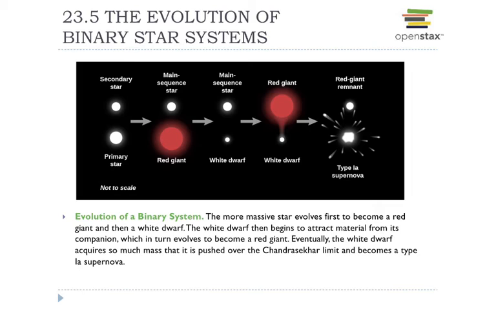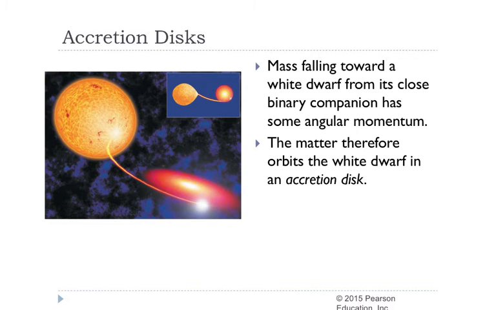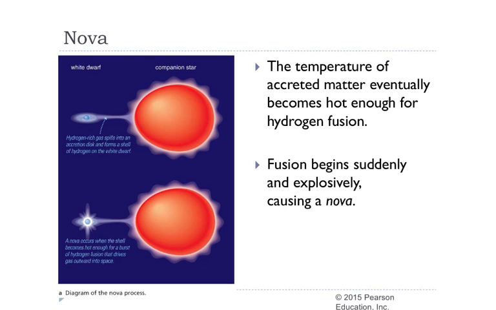And so let's talk now a little bit about the evolution of binary star systems. And so when we talk about white dwarfs, if they're in a binary star system, mass from the other star could fall into the white dwarf, creating these accretion disks. And so matter will start orbiting around, coming towards the inside. And those accretion disks end up getting very, very hot, where it could spark. So those temperatures get hot enough for that hydrogen fusion.